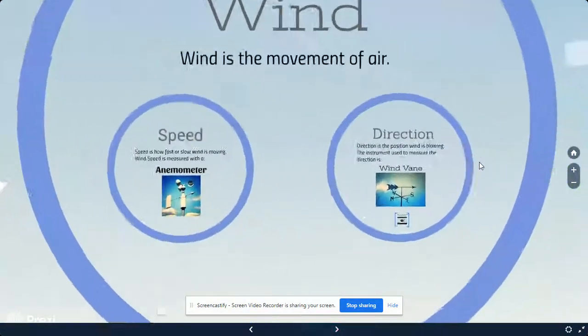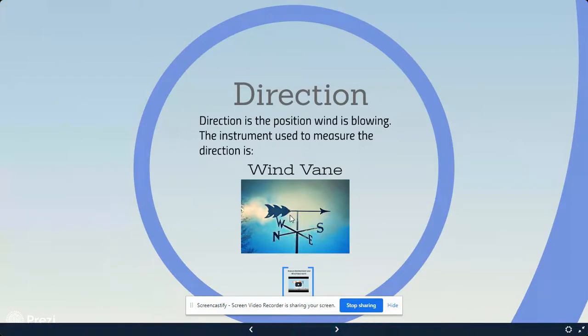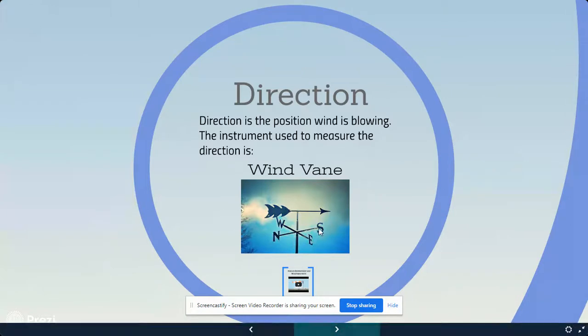The next thing we can measure with wind is wind direction. Direction is the position the wind is blowing from. The instrument used to measure wind direction has a north, east, south, west, and the arrow is pointing towards which direction. The arrow is actually all that moves, and it will point towards whichever letter is associated with the direction the wind is blowing. So north, east, south, west.